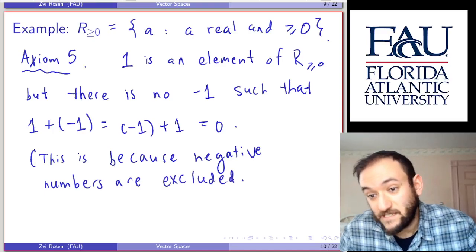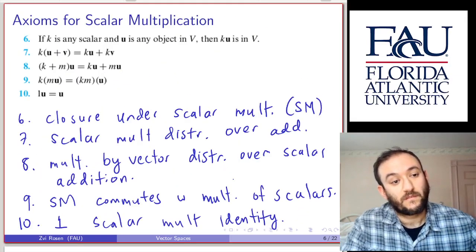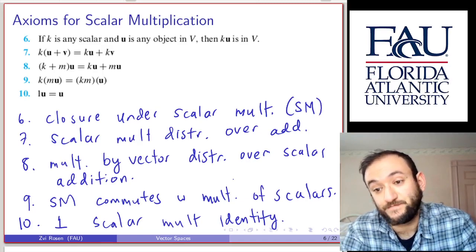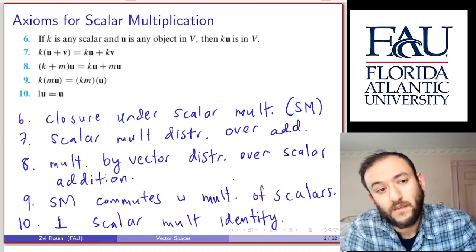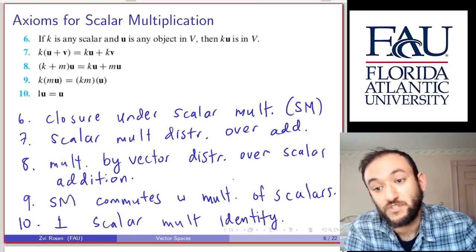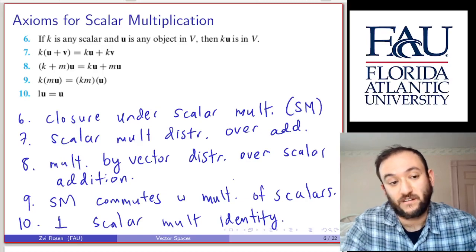Okay. Another axiom that actually fails here is one of the axioms for scalar multiplication. So just looking at number 6, closure under scalar multiplication, what happens if we take a negative number and we multiply it by our vector?